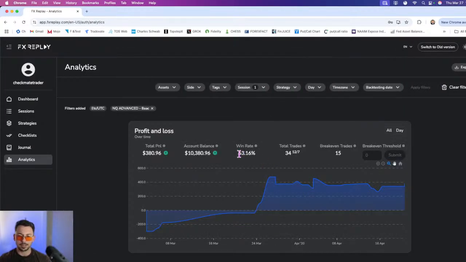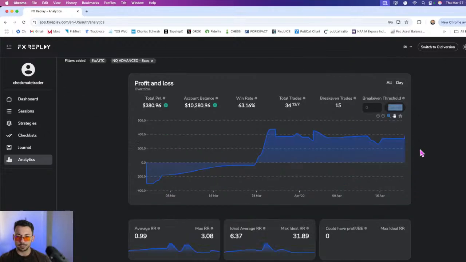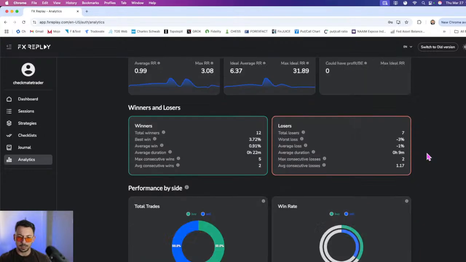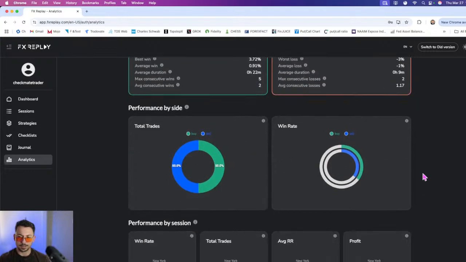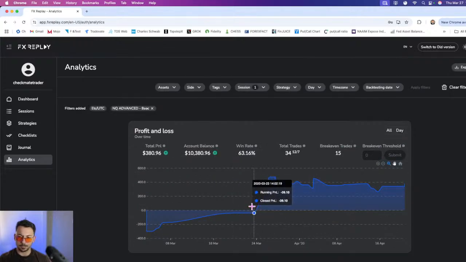380, 63.16% win rate, 34 trades, 15 break-even trades. 50-50 buy and sell. Win rate. What is this? Does that mean my win? Oh, 35% of it was... I don't know what this means. But it looks like I got a 36% win rate. The first few trades I took were actually losers, and then it ended up being a winner. So, that's good. Not great.